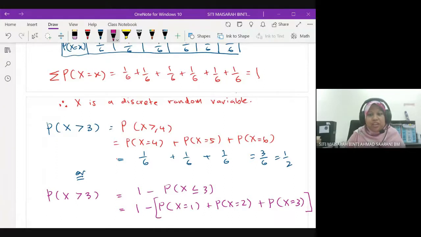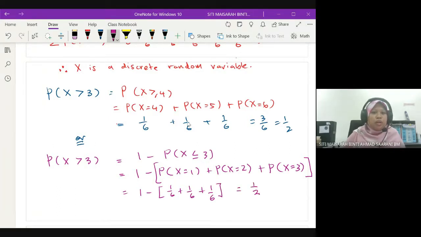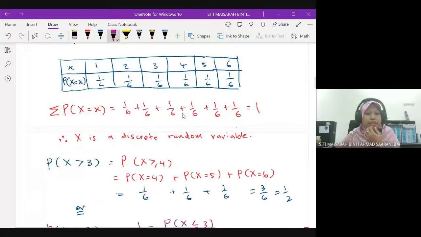Macam ni. Okay. So jadi dia akan jadi 1 minus 1 over 6 plus 1 over 6 plus 1 over 6. So then you get 1 over 2. So mana-mana pun boleh. Ikutlah, kalau discrete dia tak ada masalah. Sebab discrete dia memang sangat penting kan tanda sama dengan. Kalau probability X more than 3, kita dah boleh nampak kat table sebenarnya. P(X equals to 4) plus P(X equals to 5) plus P(X equals to 6). Boleh tambahkan saja. Congak pun boleh sebenarnya.